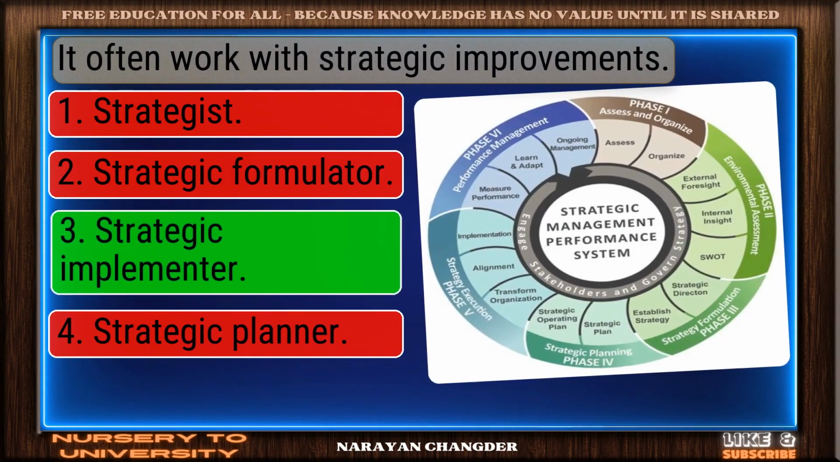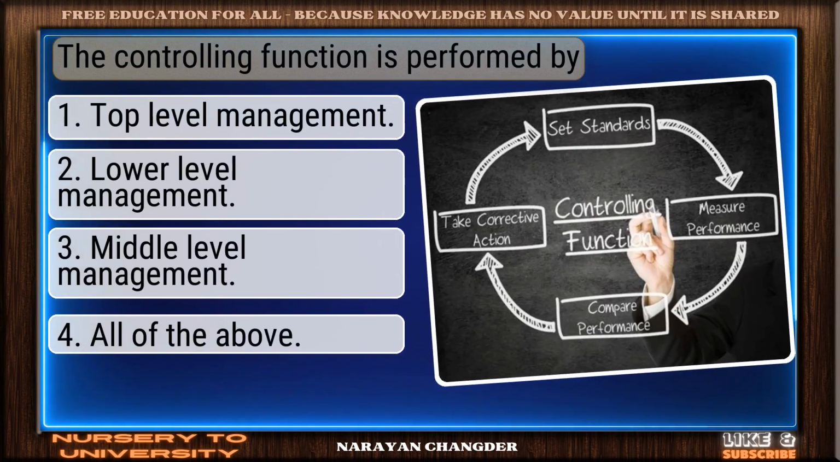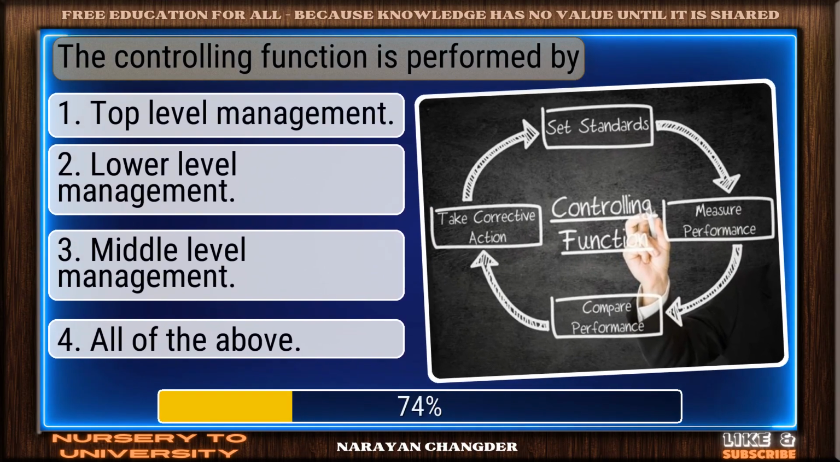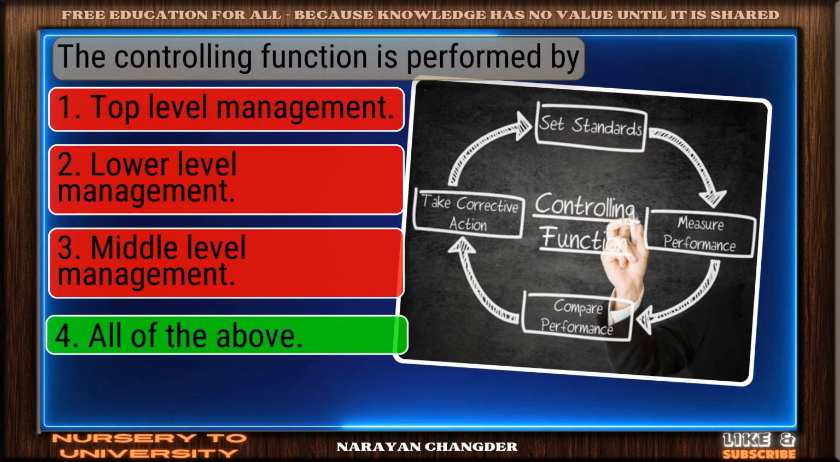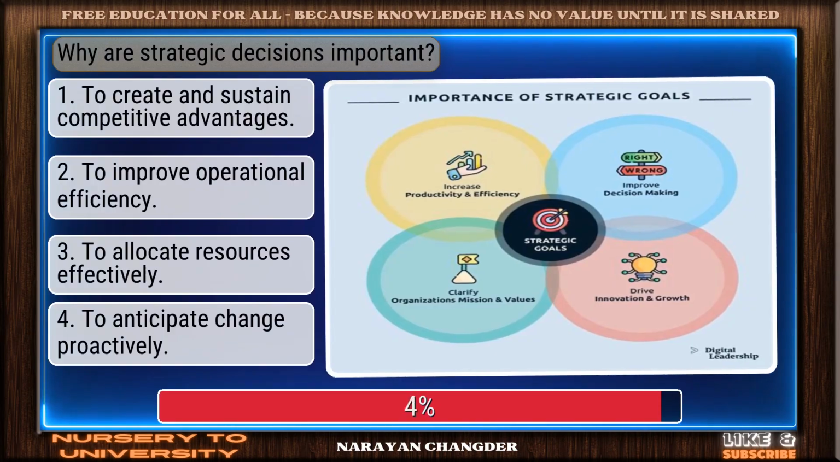You got it? Your choice strategic implementer is right. The controlling function is performed by. On track. All of the above is the correct answer. Why are strategic decisions important?